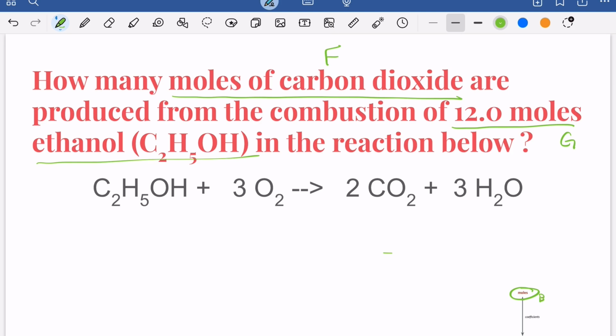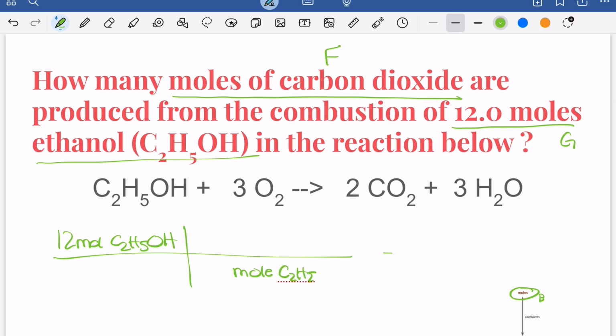So you're going to start this just like you did all the problems from the last two lessons. You're going to start with your given. We don't know where we're going if we don't know what we're starting with, right? So 12 moles of ethanol, C2H5OH. If you want to write the word ethanol, that's fine too, as long as you have it there. And just like the last few lessons, you start by canceling out what you have. We don't want moles, we want to leave moles. So we're going to drop it to the bottom. Whatever comes up must come down. So moles of C2H5OH.